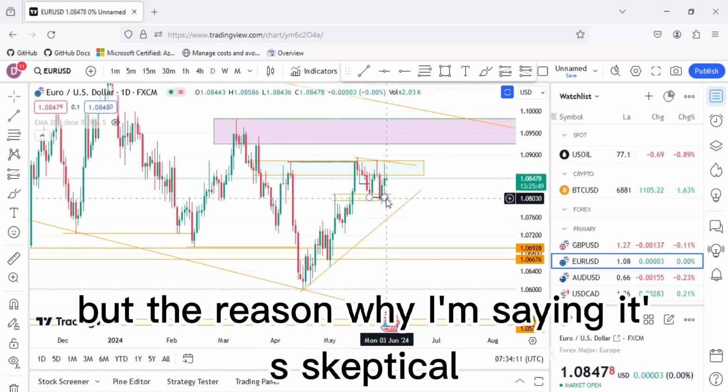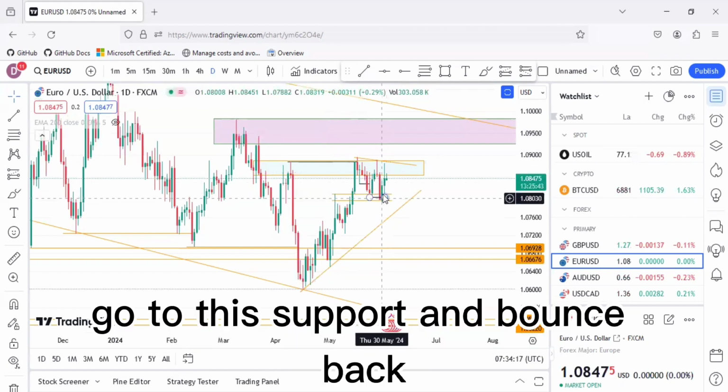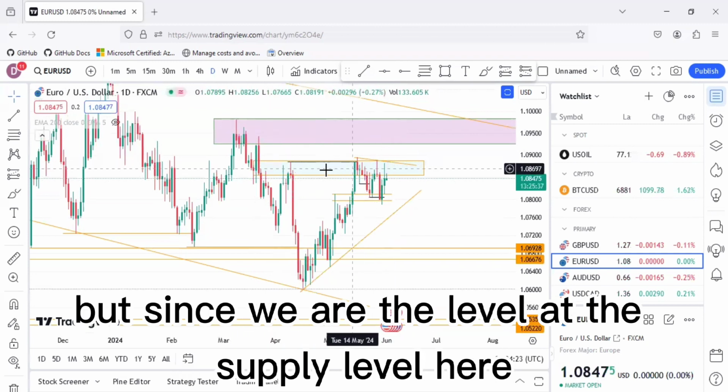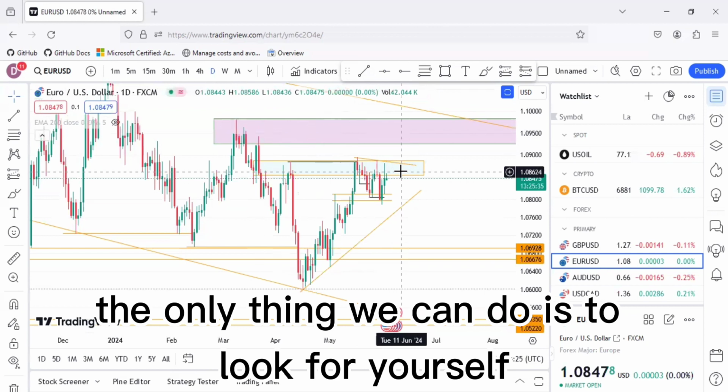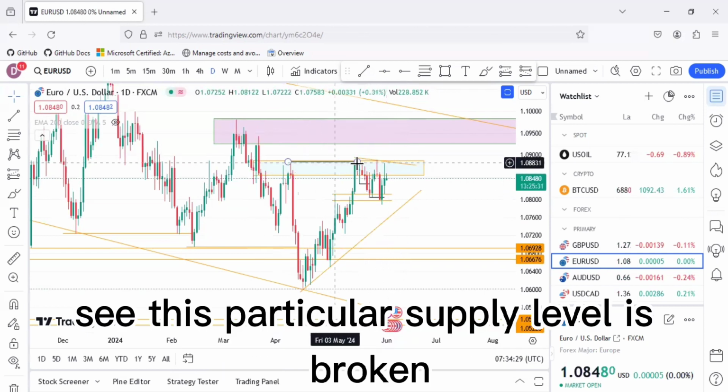But the reason why I'm still a bit skeptical is that this is a support that we have here. The price got to this support and bounced back. So we still need to be looking for a sell confirmation. But since we are at the supply level here, the only thing we can do is look for a sell opportunity until this particular supply level is broken.